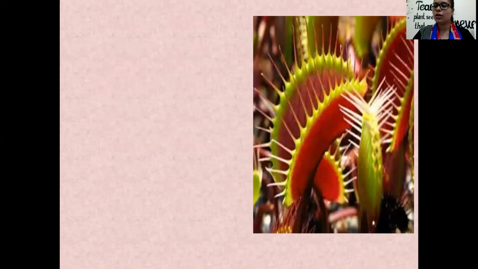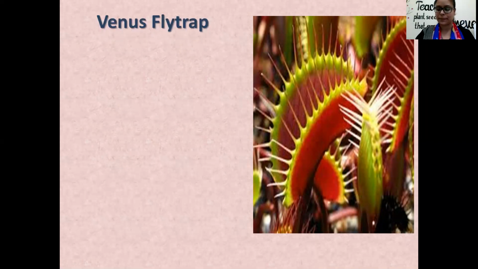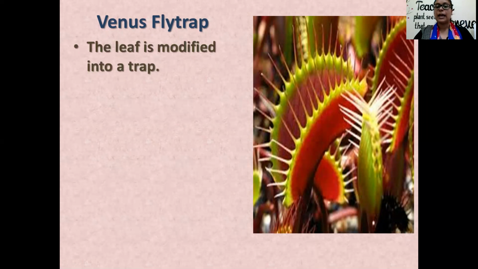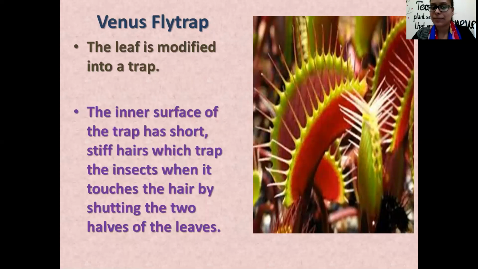Now we'll talk about the third insectivorous plant in specific, which is the Venus flytrap. Now, flytrap means what? Fly is an insect, and trap is basically a trap to prey on the insect. The insect is the prey. So it is a trap to capture the insect.